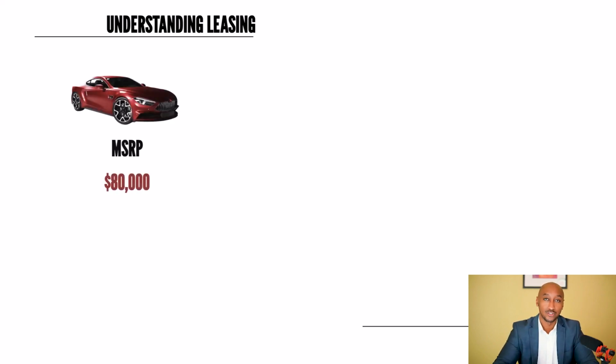So before we understand how to sell a car that we're leasing, we have to understand leasing itself. When it comes to leasing, it starts off with an MSRP, the manufacturer suggested retail price. That's the price they're gonna sell the car for, and that price determines everything moving forward when it comes to your lease. That's the starting point. Now, that starting point can be negotiated. That's a different video, but we're gonna assume it's $80,000 for the MSRP to begin with.